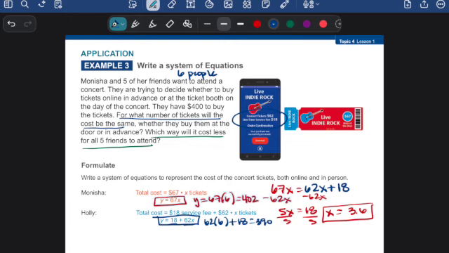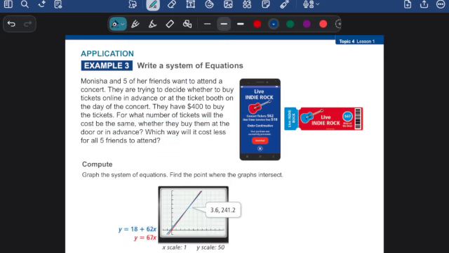So it's cheaper to purchase them ahead of time online. They couldn't even buy them at the door, right? They don't have enough money to buy them at the door unless someone can find $2 in their pocket or something. So they have to buy them ahead of time online.